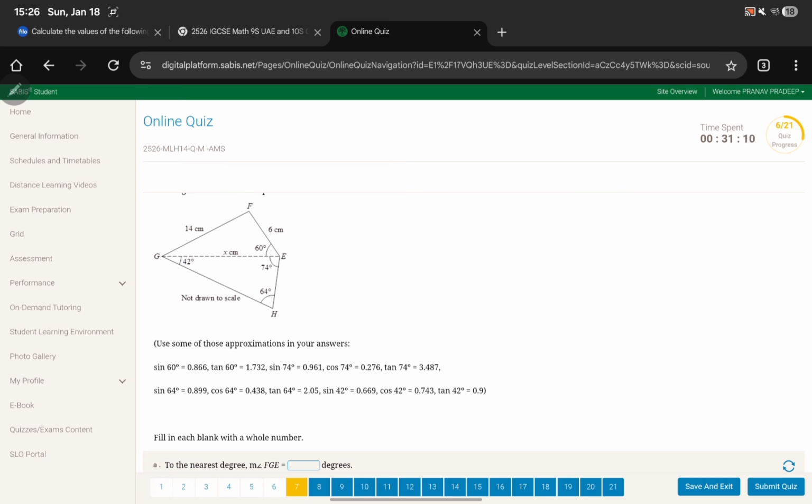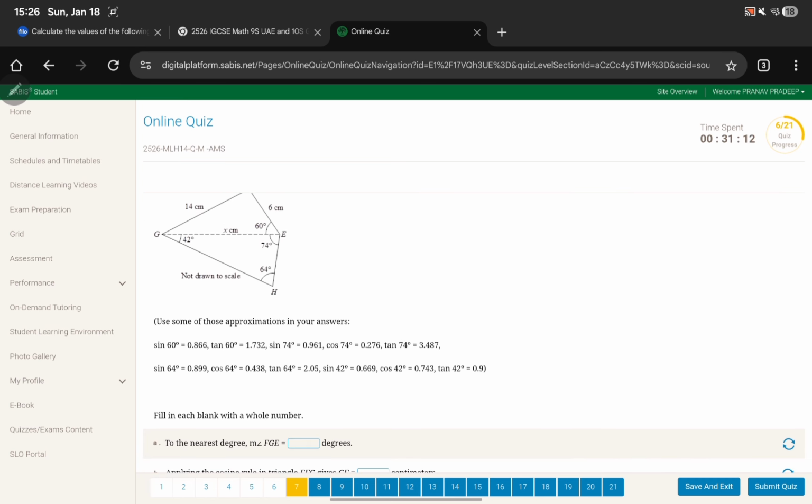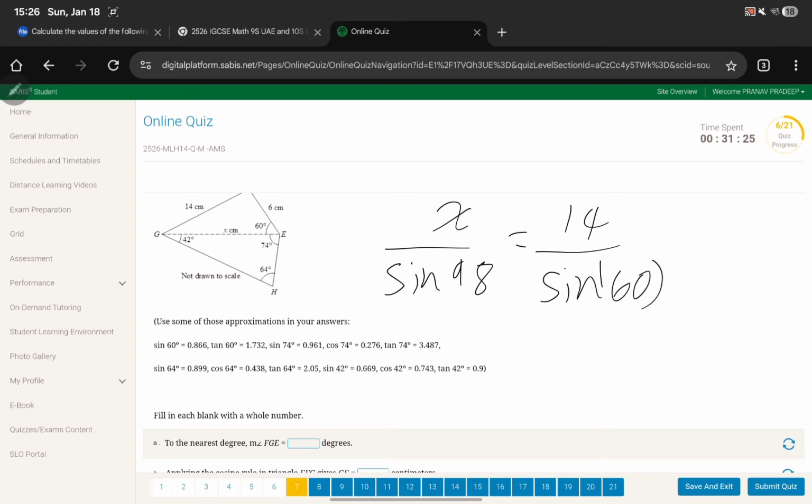Now let's just complete this quickly. Okay, x over sine 98 equals 14 over sine 60. So you're applying the sine rule, taking into consideration the relations. If you do this on your calculator, x is going to be equal to 16, somewhere around that. So the rounded off value is going to be 16.